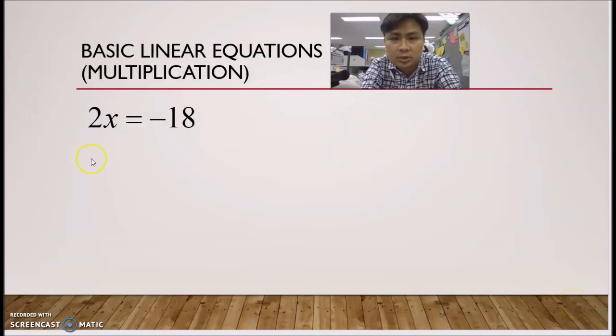Alright, next we take a look at 2x equals to negative 18. Now we can imagine this as if there's a balance again.